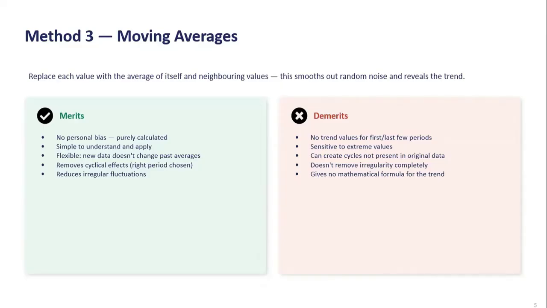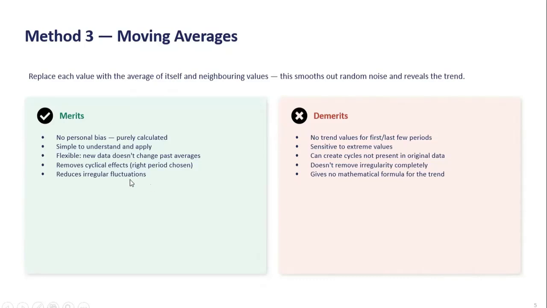If M is odd, the average is placed against the middle year of that group. If M is even, the average falls between 2 years, so we do one extra step called centering, which is averaging 2 consecutive moving averages so the final value lines up with an actual year.